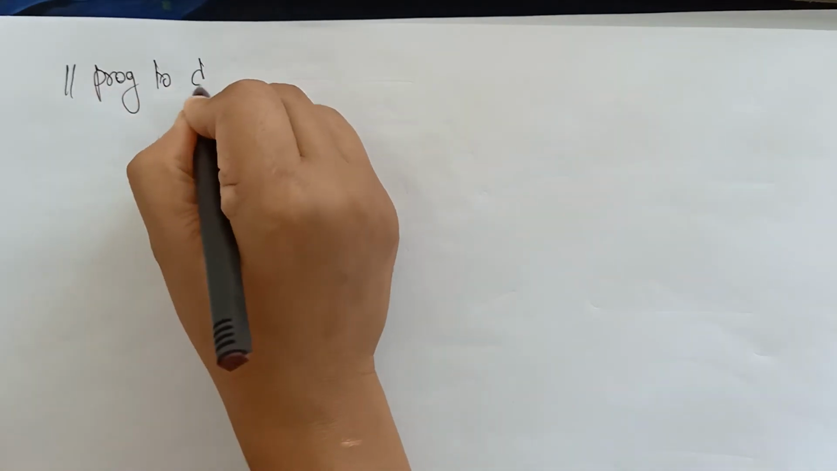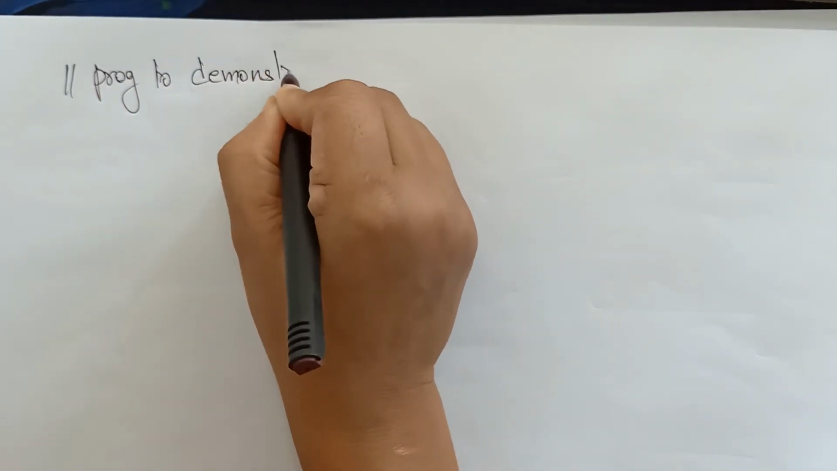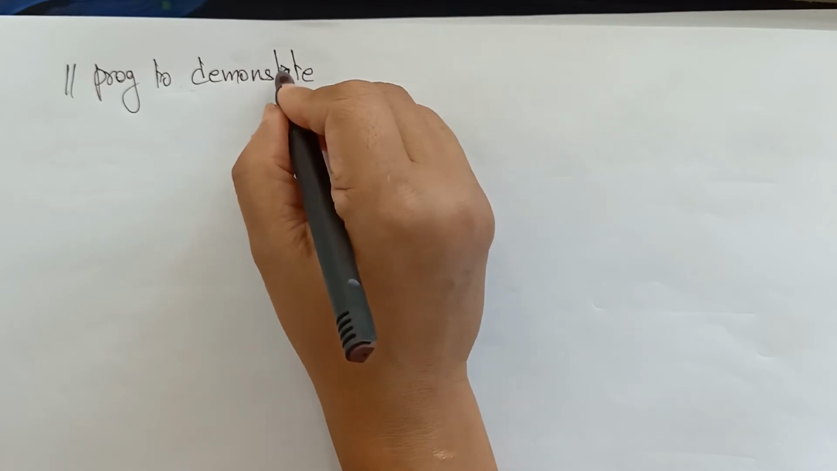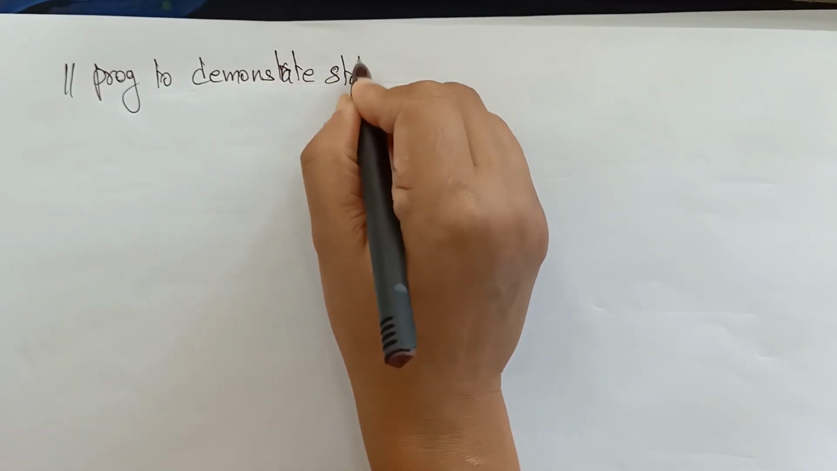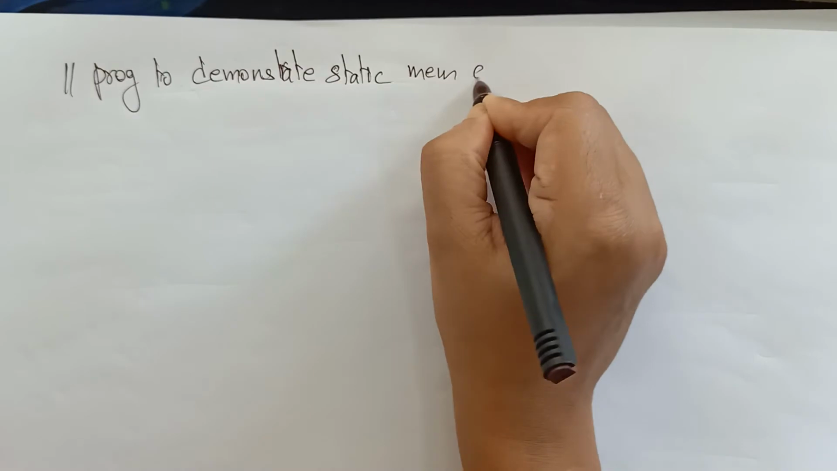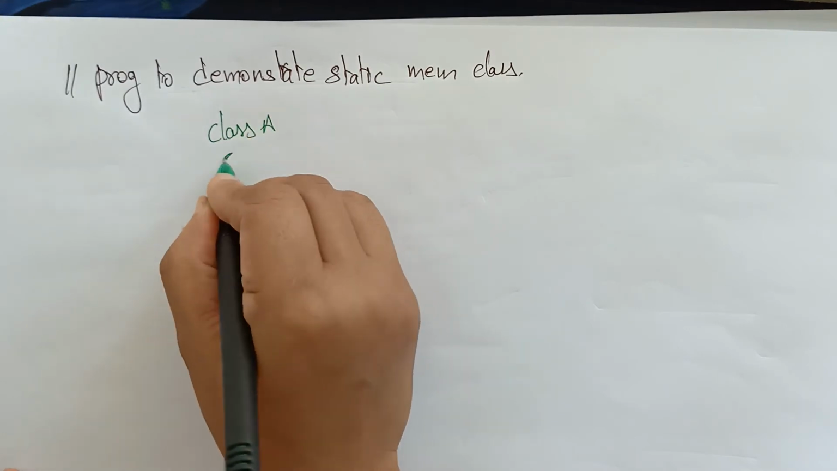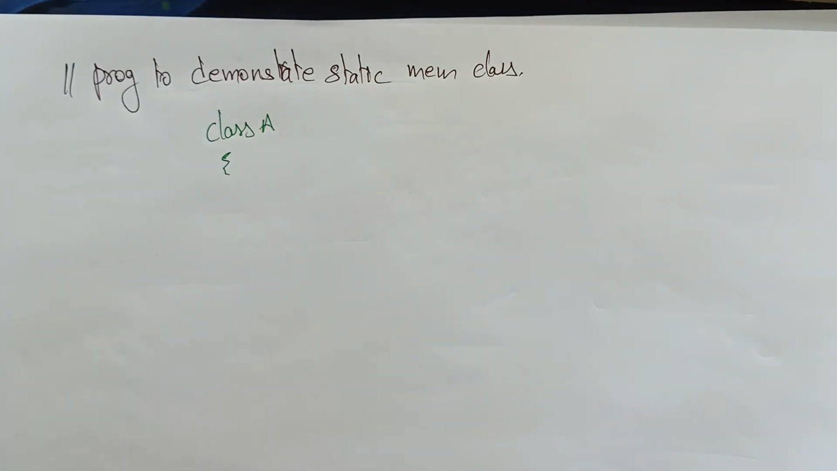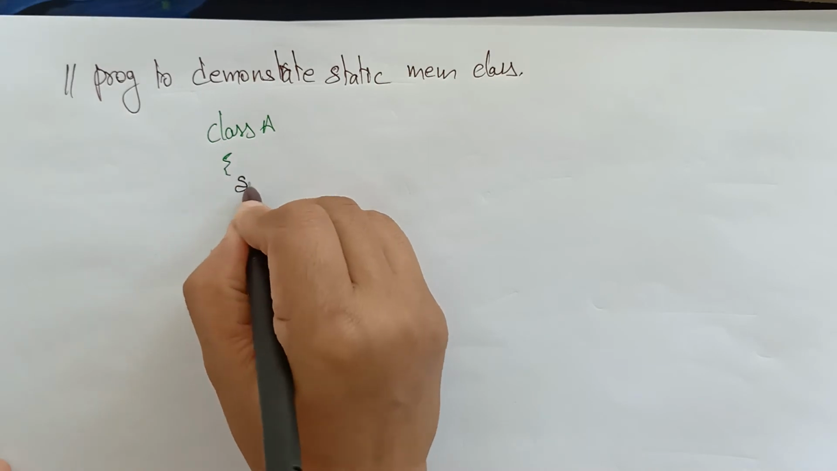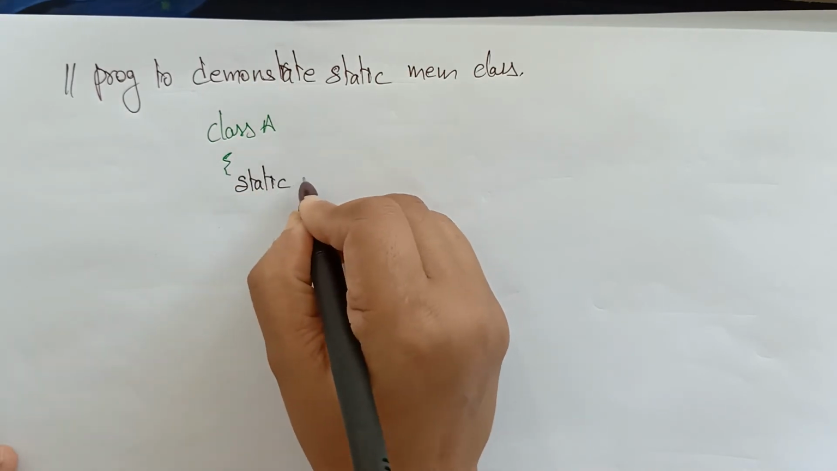A program to demonstrate the static member class. Let me write the program. So while writing the program, try to understand what I am writing here. Okay. Program to demonstrate static member class. So let's try to understand what I am writing here. So a class A is written. So previously what I had written, the class B I had written. Now what I am writing is a static class, because this is a static member class.